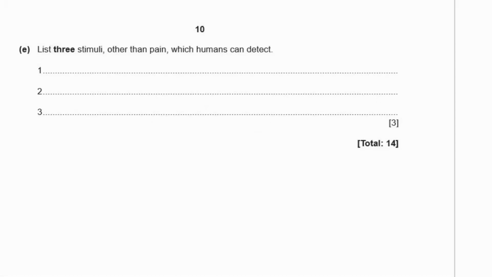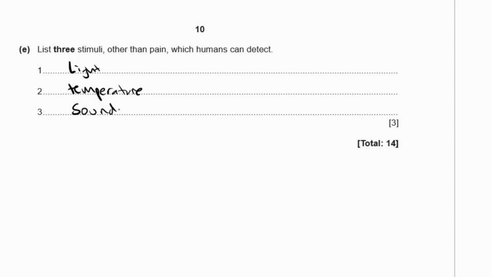Okay. E. List 3 stimuli other than pain which humans can detect. Okay, so humans can detect light. We can detect temperature. We can detect sound. And we can detect lots and lots of other things. It only says 3, but if you want something else, you can say chemicals. We can detect taste, smell, pH.